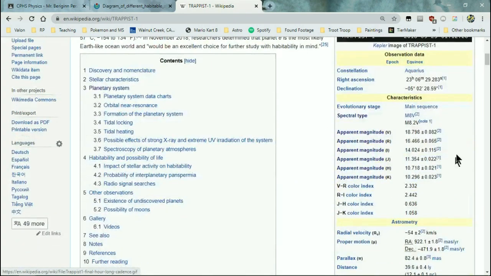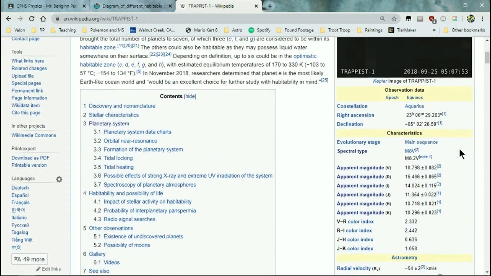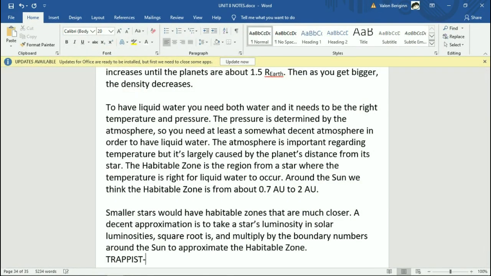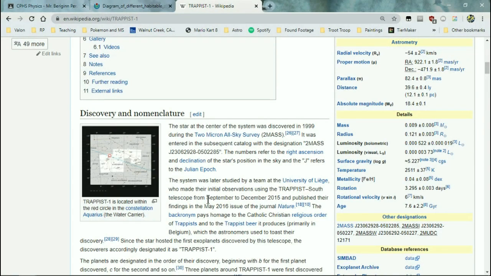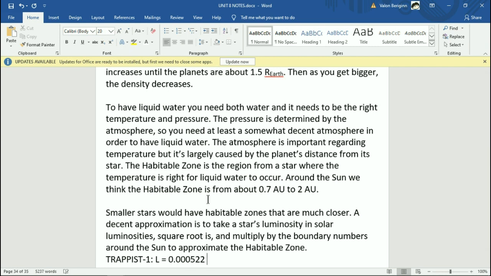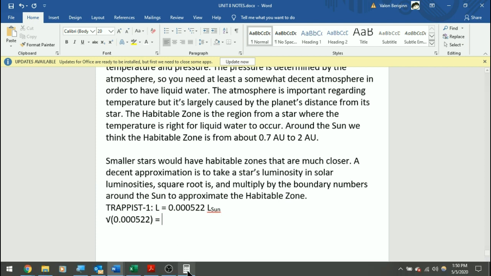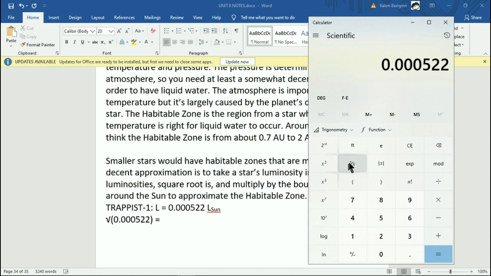Okay, TRAPPIST-1, its luminosity. There it is. 0.000522. So we want to square root this. TRAPPIST-1 L equals 0.000522. So what we want to do is square root this, and we get 0.0228473. Yeah, that's good enough.